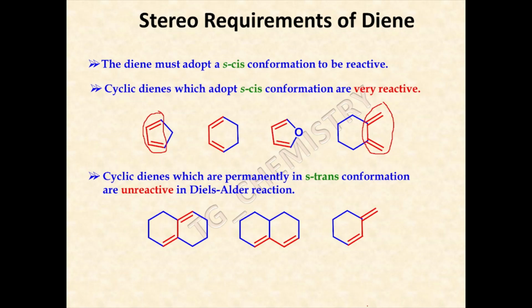Whereas the cyclic dienes which are permanently in the S-trans conformation are unreactive to the Diels-Alder reaction. This is another example, where you can see this diene system is S-trans, and all these three diene examples are S-trans dienes. So these are not reactive towards the Diels-Alder reaction, or rather, they are unreactive. So the general stereo requirement for the diene is that it has to adopt the S-cis conformation to be reactive.